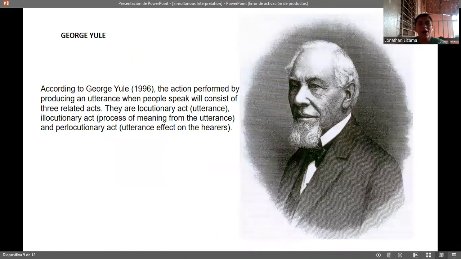Now, George Yule. According to George Yule, I like him because he's another person that spoke about linguistics and interpretation. Look at this one. The action performed by producing an utterance when people speak will consist of three related acts: locutionary act, illocutionary act, and perlocutionary act. So this person says, well, the idea is to understand the hidden message to be interpreted.